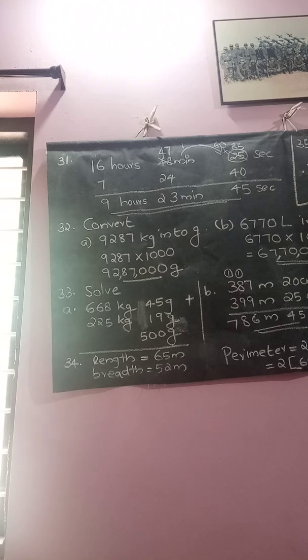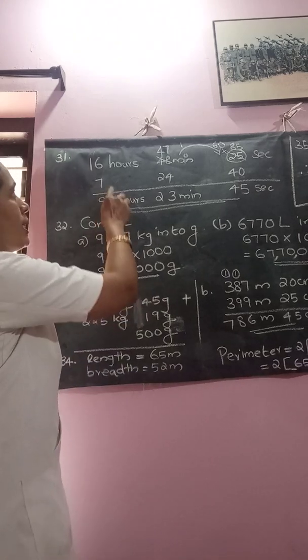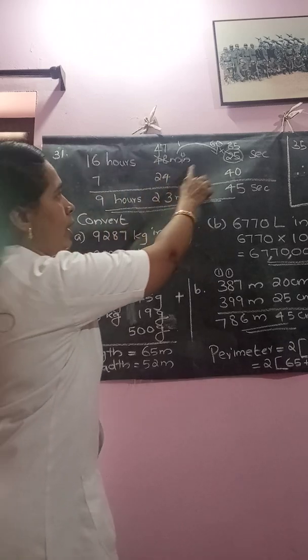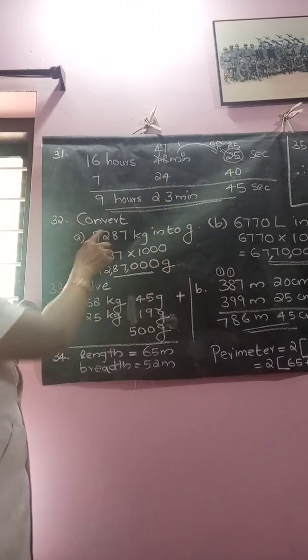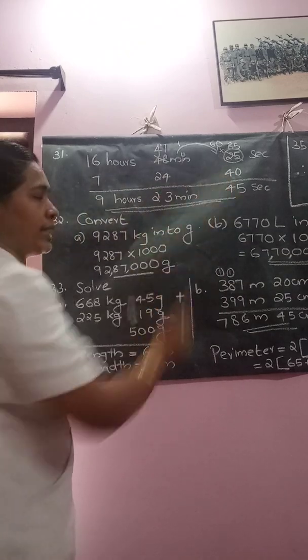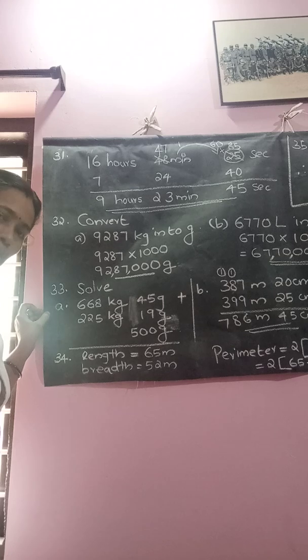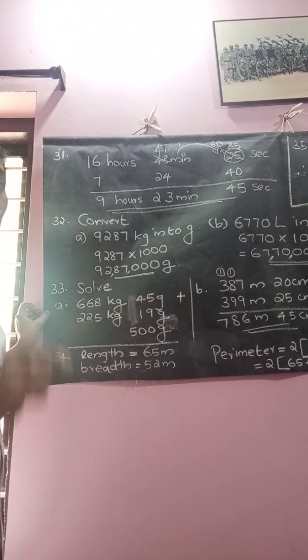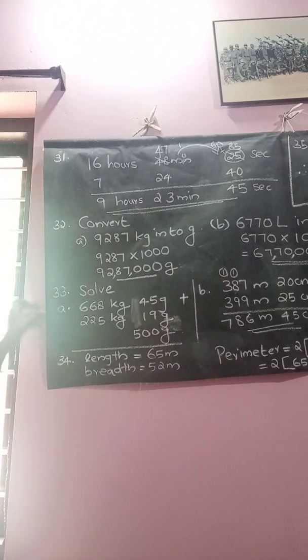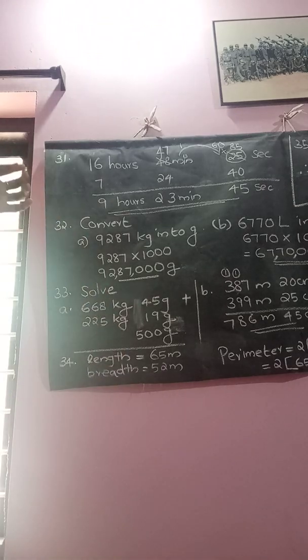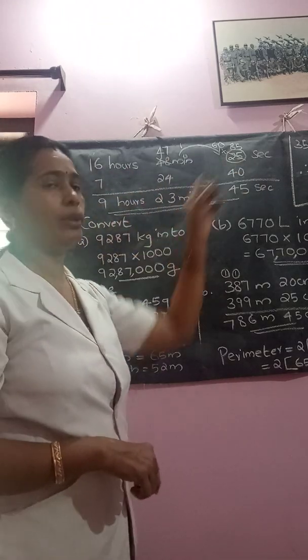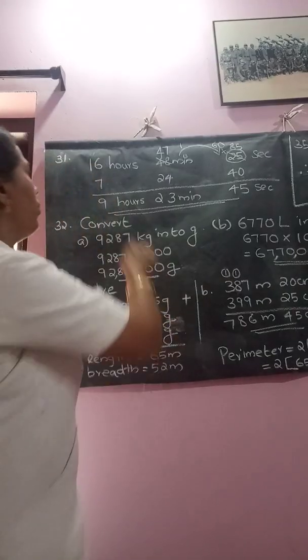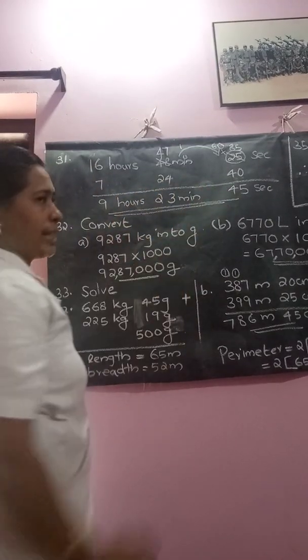Let us continue, my children. Our next question is which one? The 31st question. 16 hours 48 minutes 25 seconds minus 7 hours 24 minutes 40 seconds is given to you. In a subtraction question, if there is the word from, the number coming after from you have to write first. That's why we have written 16 hours 48 minutes 25 seconds first. Then we wrote 7 hours 24 minutes 40 seconds below.